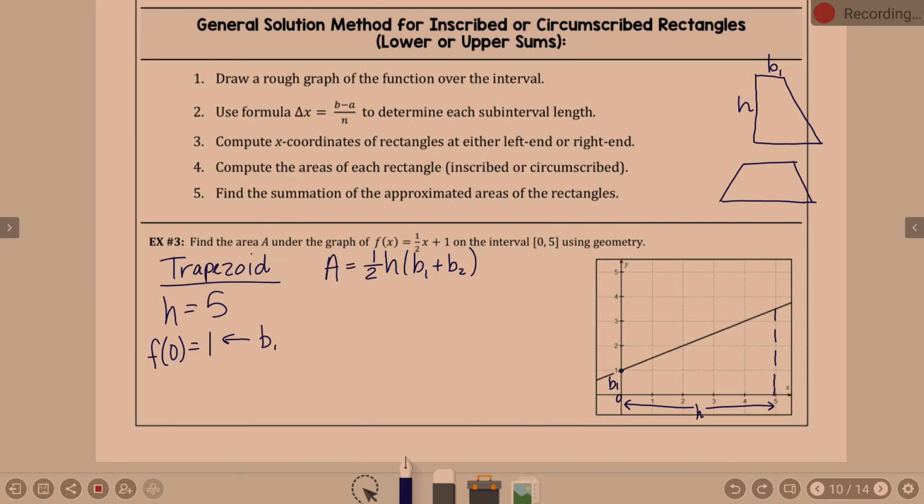Now, we were guessing on base 2. How do we verify base 2? You're plugging 5 in. Good. So f of 5, half of 5 is 2.5, plus 1 is 3.5. And so that is indeed base 2. Then we plug it all in. All right to go, yes? 1/2 times 5 times 1 plus 3.5. I have 7 halves written in my notes actually.